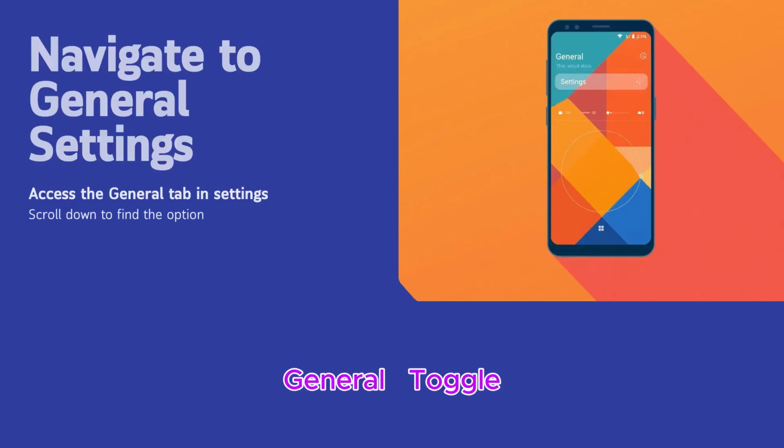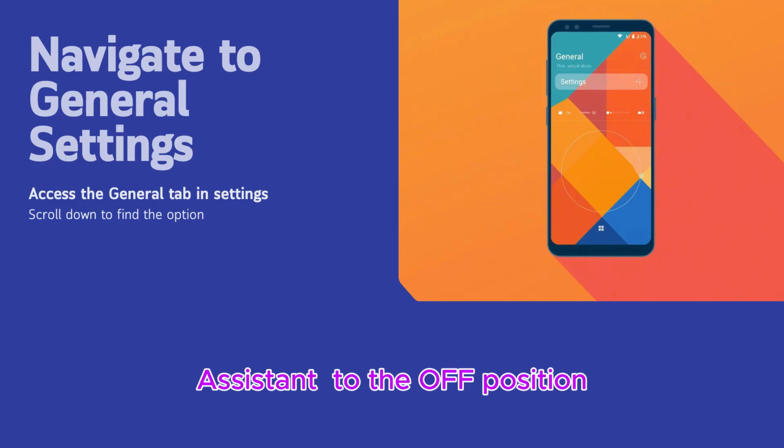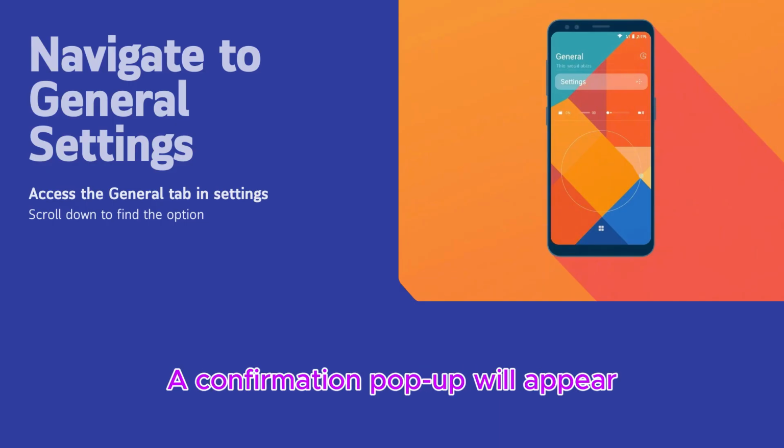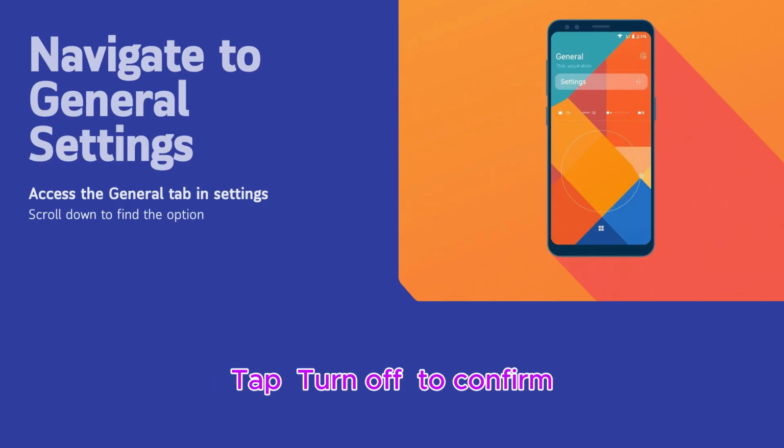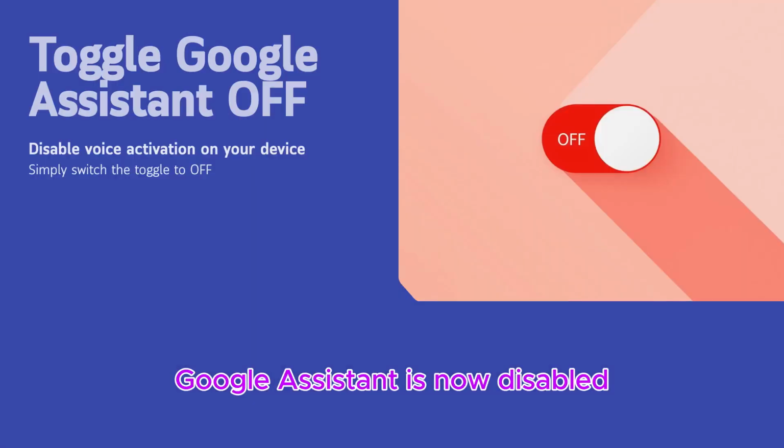Scroll down and tap General. Toggle the switch for Google Assistant to the off position. A confirmation pop-up will appear. Tap Turn off to confirm. Google Assistant is now disabled.